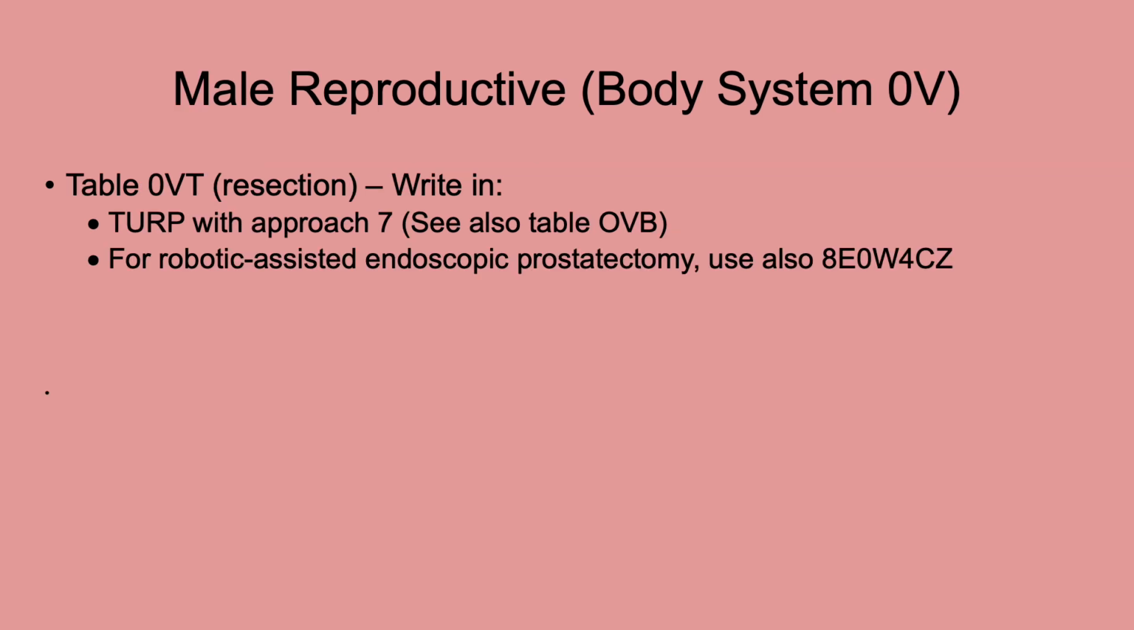So let's look at the male reproductive system. Lots of different things here. Write in TURP with approach 7. See also table 0VB. So 0VT, 0VB, depending. And then also write for robotic assisted endoscopic prostatectomy, use 8E0W4CZ.